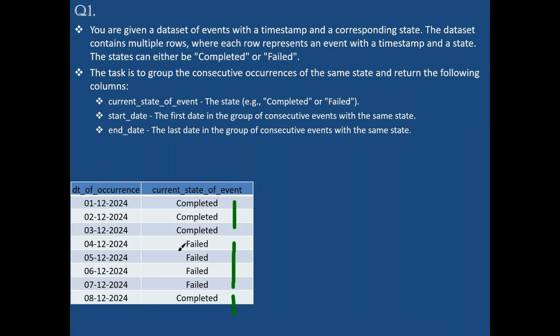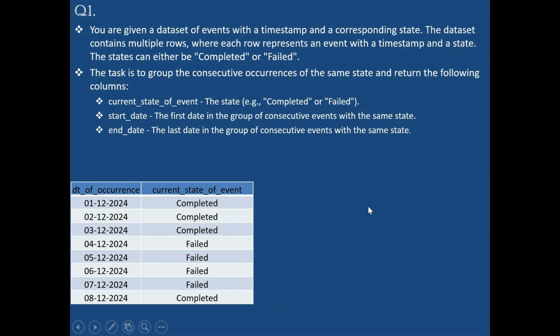Once you have created a group, from this group you need to take the status, the state of the event. For example, here it is completed. Within this consecutive occurrence, what is the minimum date? The minimum date is December 1st. What is the maximum date? December 3rd. So the start date is December 1st and the end date is December 3rd.